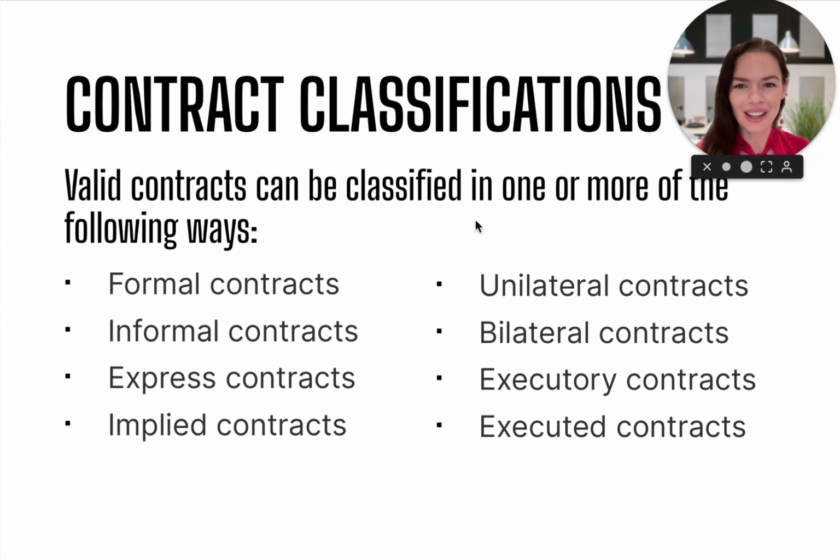All right. Valid contracts can be classified in one or more of the following ways: formal contracts, informal contracts, express contracts, implied contracts, unilateral contracts, bilateral contracts, executory contracts, and executed contracts.